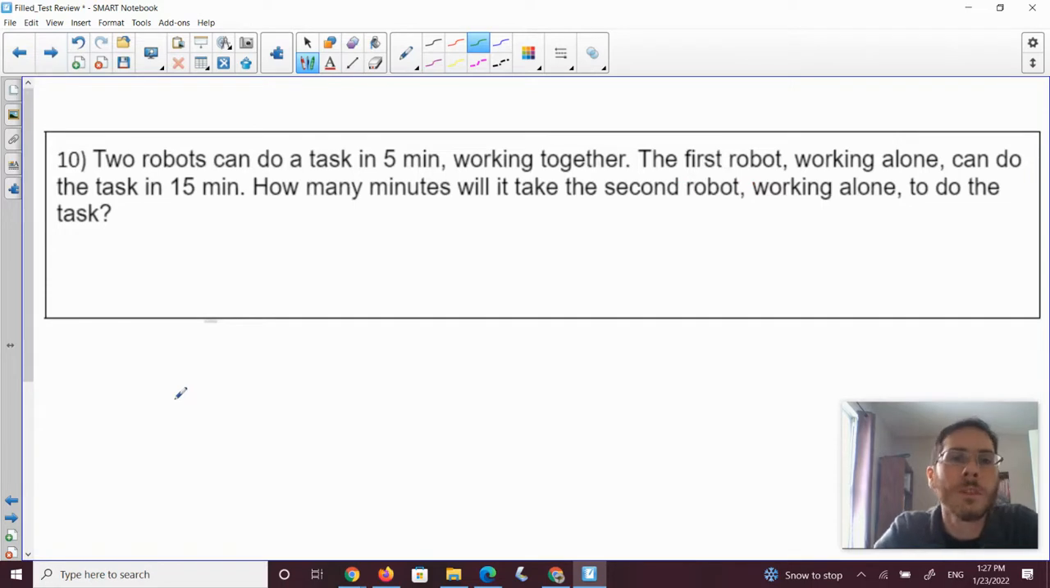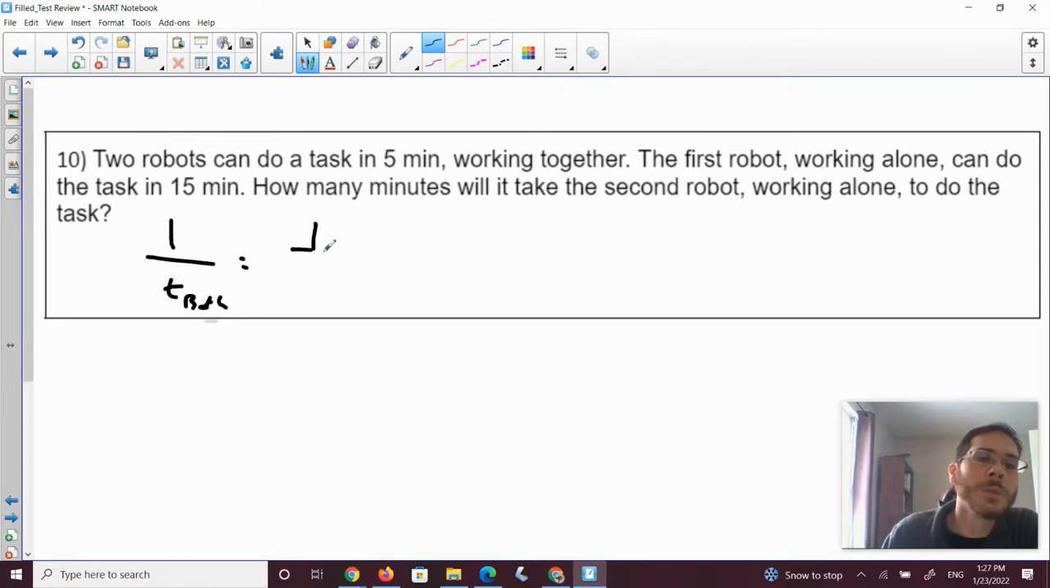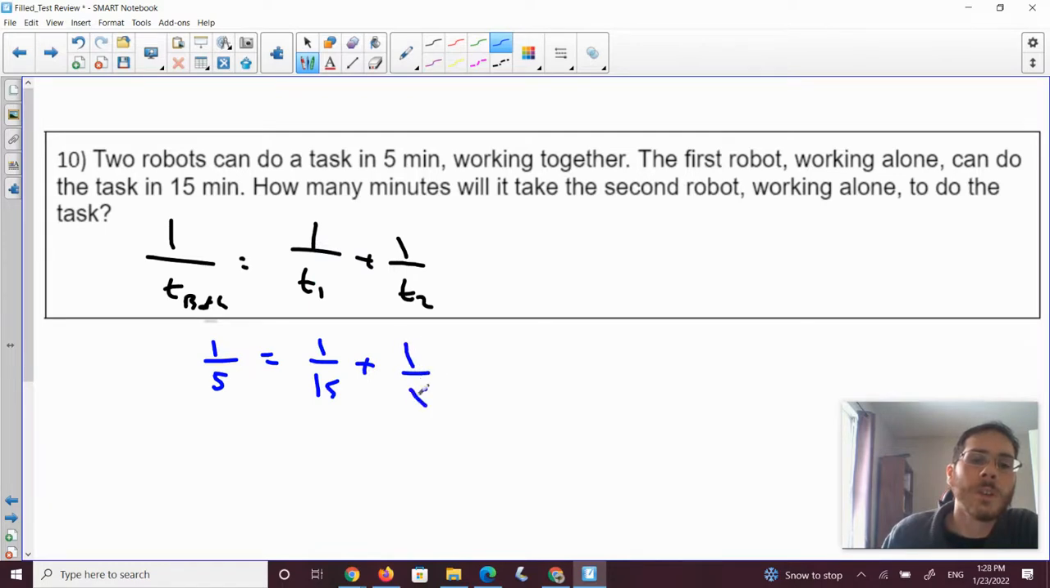Number 9, we have the robots. They can do a task in 5 minutes when they work together. The first robot, if it's alone, can do it in 15 minutes. How many minutes does it take the second robot to do it if the second robot were to do it alone? So when we have these time questions, we want to remember that their together time is equal to the first one and the second one, but we want to take the inverse of all of them. The time it takes both of them to do it is 5 minutes, so 1 over 5. The time it takes the first one to do it is 15 minutes, so 1 over 15. And we don't know the other one, so we'll just call that one x.